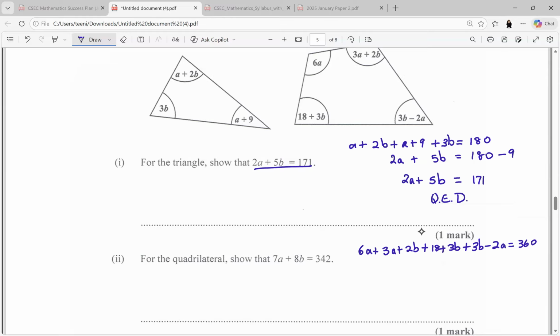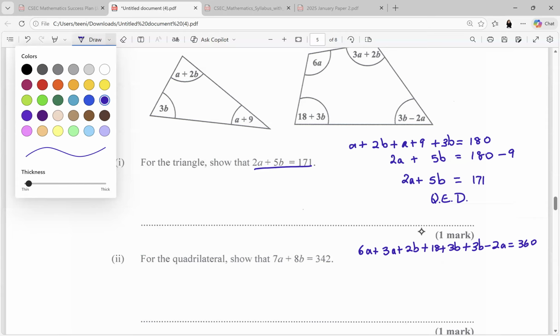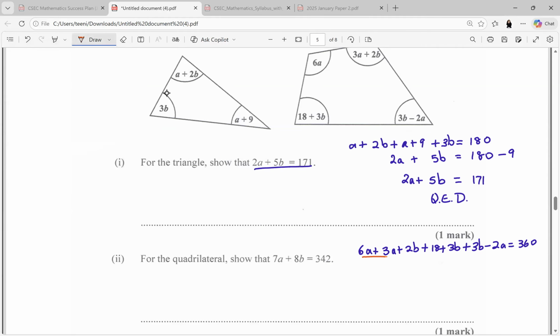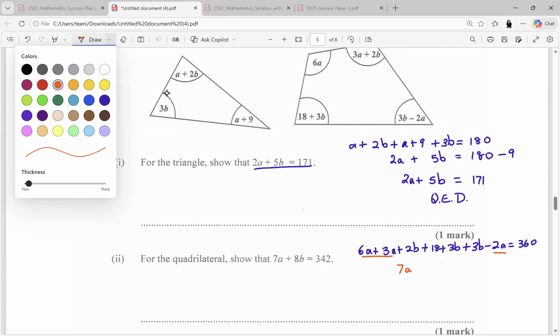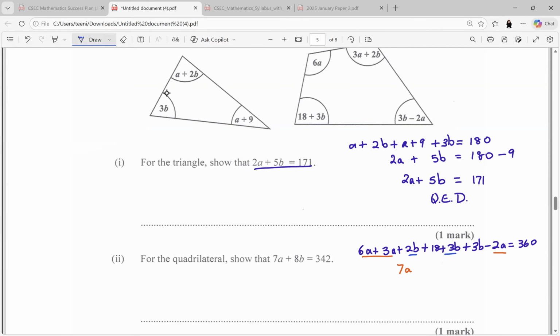So yeah, add up your like terms. I'm going to add 6A plus 3A minus 2A. So 6 plus 3 is 9, and 9 take away 2 is 7. So that'll be 7A. And then my others, 2B plus 3B is 5B, and 5B plus 3B is 8B.